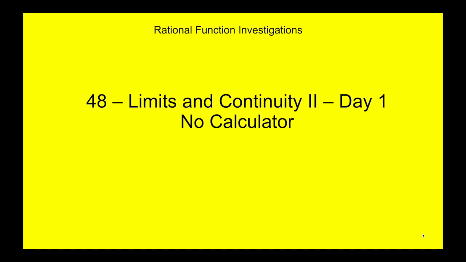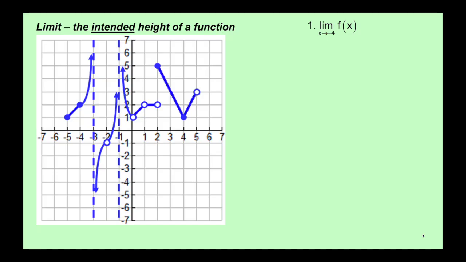In the first part of section 48, we will look at limits and continuity a second time. We want to remember that the limit is the intended height of a function, so it's what it is approaching. And this is a review. So if I'm looking at the limit of f of x as x approaches -4, I'm going over to -4, and I want to make sure that from the left side and the right side, they're basically connected to the same point. And wherever that is, that's going to be my answer.